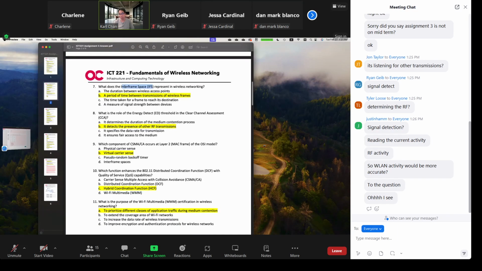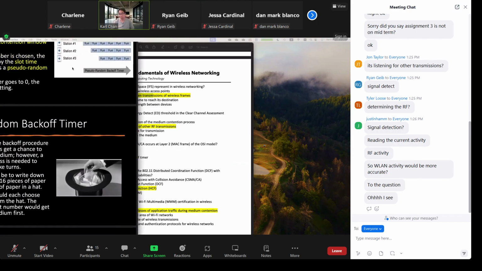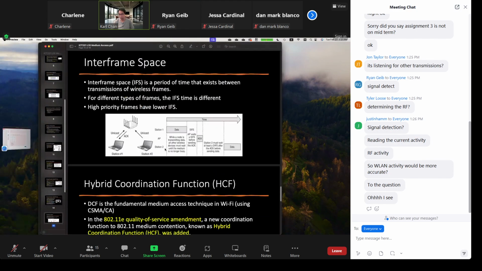This question is about the interframe space, okay? What does the interframe space represent in a wireless network? This is a period of time between transmissions of wireless frames. Okay, what does it look like? What it looks like is like here.